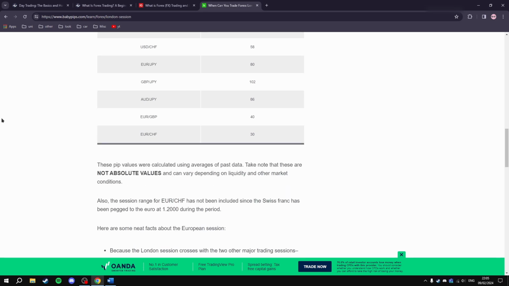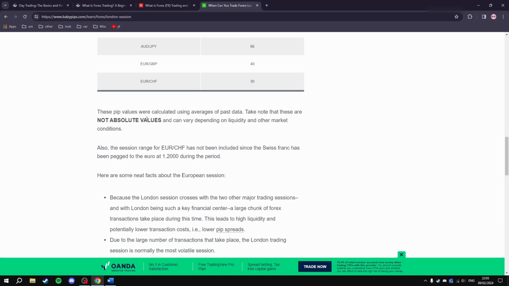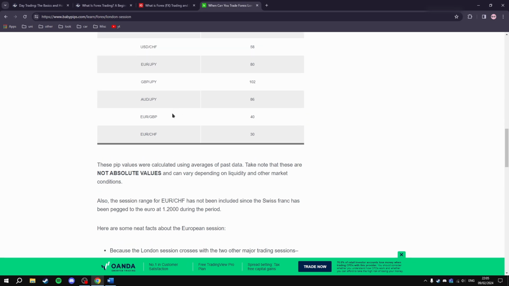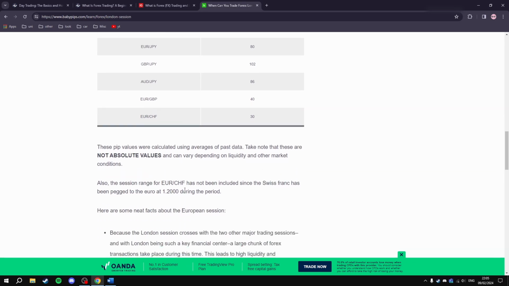These pip values are calculated using averages of past data. Take note that these are not absolute values, they can vary depending on liquidity and other market conditions. Also, the session range for EUR/CHF is included, since the Swiss franc has been pegged to the euro at 1.2000 during the period. Well, this has just been a copy and paste from the Japan session, I think.